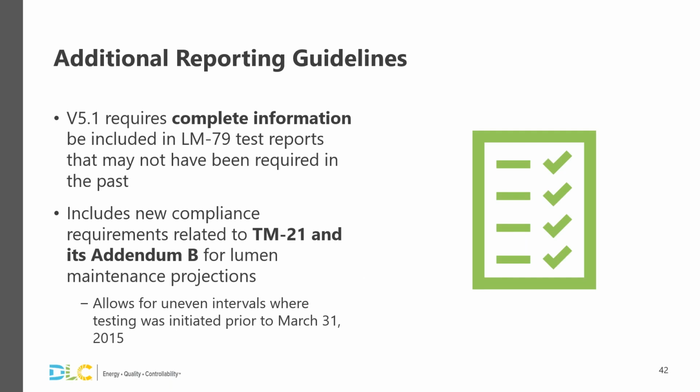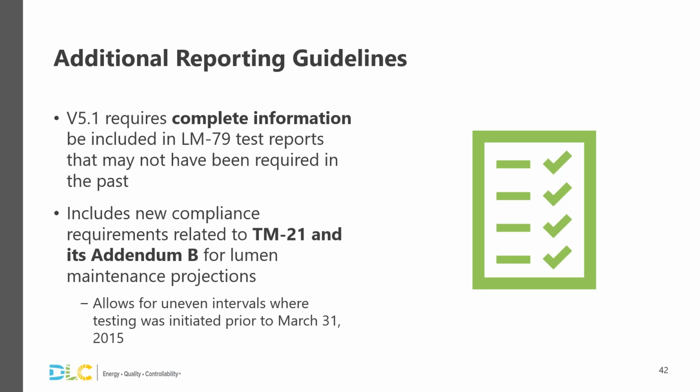Okay, we will cover a little bit of the additional reporting guidelines as Leora mentioned, and it is relevant to the glare and light distribution requirements as well as the spectral quality requirements and a bit more. So this is what we want to cover. It includes new requirements that will require more complete information to be included in LM79 test reports that may not have been required in previous versions of the technical requirements. And these are referred to in version 5.1 as full LM79/color or full LM79/distribution reports.